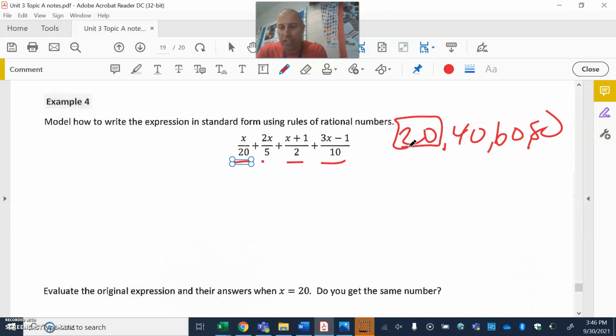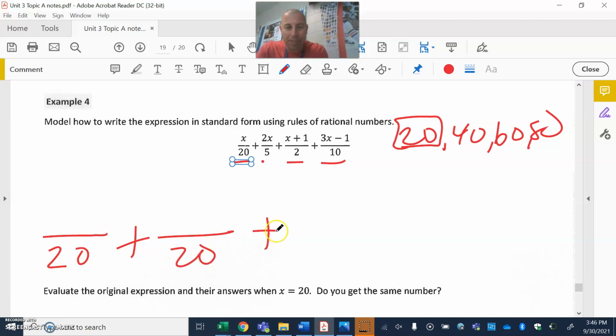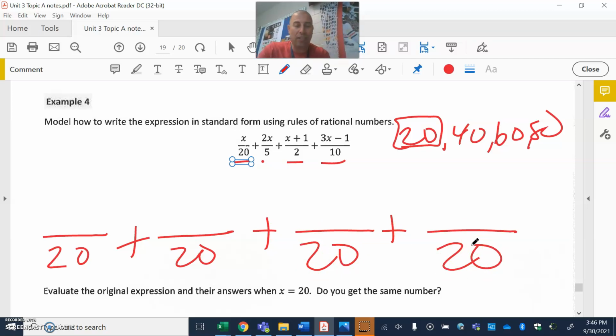So here we go, we're really going to stretch this out. I got a 20, plus a 20, plus a 20, plus a 20. I have 4 fractions, so I need that common denominator. Let's start with the first one. I've got a 20, and look at that, it's still a 20. What do you multiply 20 by to get 20? 1. So x times 1 is just x. If the denominator doesn't change, the numerator doesn't change. You don't have to say multiply by 1, because multiplying something by 1 doesn't change it.